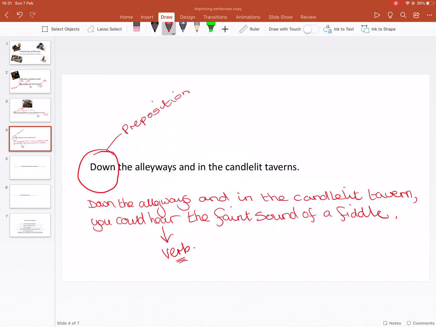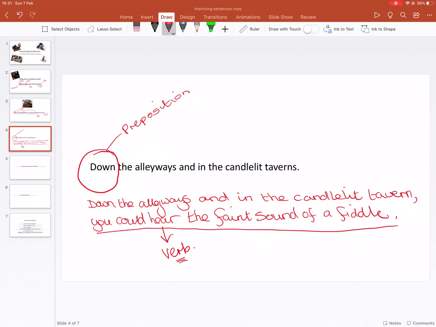So this is the main clause here. You could hear the faint sound of a fiddle. So where did you hear them? Down the alleyways and in the candlelit tavern, you could hear the faint sound of a fiddle. You could turn this round and you could hear the faint sound of a fiddle down the alleyways and in the candlelit tavern. So you could turn that sentence around if you wanted to.